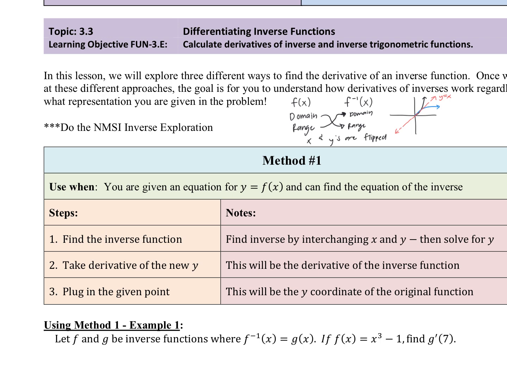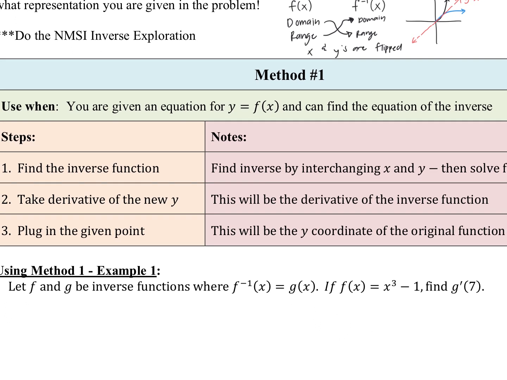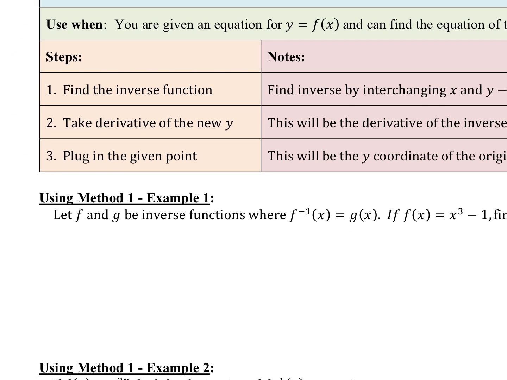of the inverse, we can just take the derivative of that, okay? So here's your 3 little steps. Find the inverse, take the derivative, and then plug in your point wherever it says to evaluate it at, okay? So example 1, I've got f and g are inverse functions where f to the negative 1, so the inverse of x is equal to g of x. If our function of x is equal to x cubed minus 1, find g prime of 7, okay?